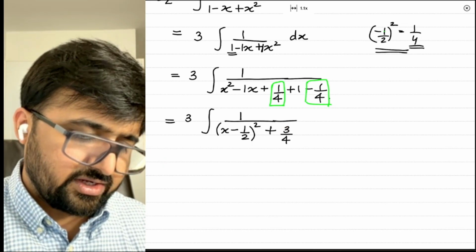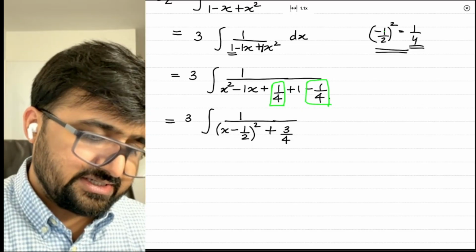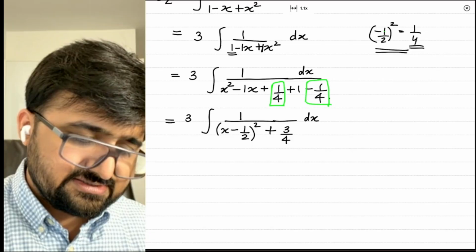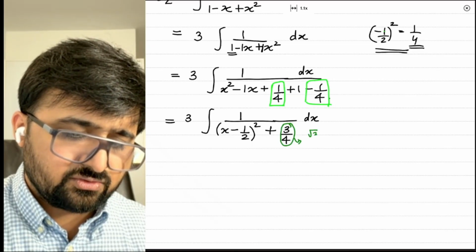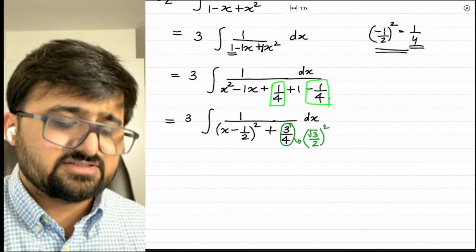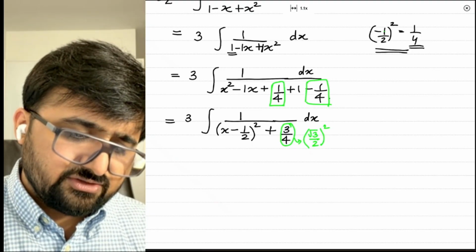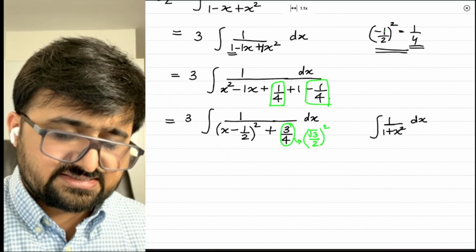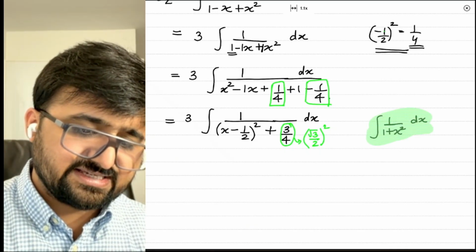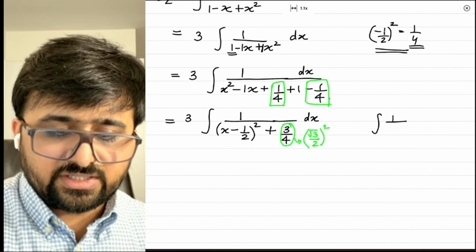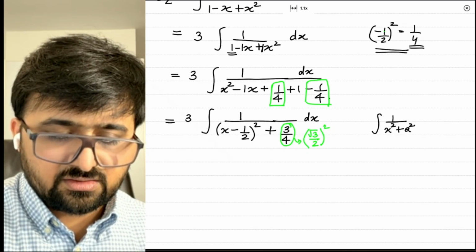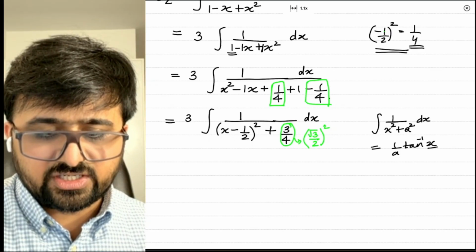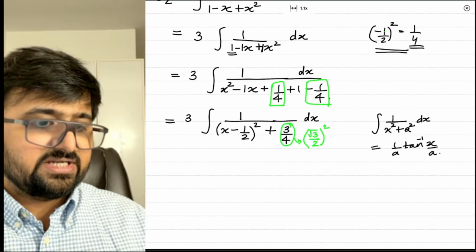Now, in order to integrate this, let's first write with respect to x here. Let's not forget dx. In order to integrate this, remember this 3 by 4 is nothing but root 3 by 2, the whole square. Now we know the formula of 1 upon 1 plus x square dx, or we should say the integration of 1 upon x square plus a square. This is nothing but 1 upon a tan inverse x upon a. That's the formula that we are going to use for integration.